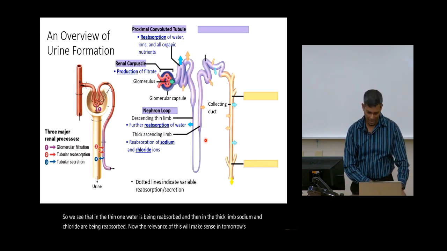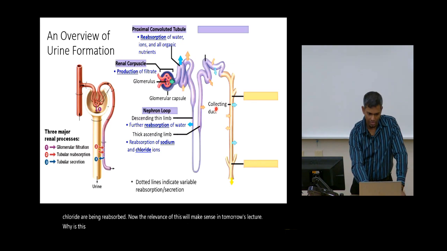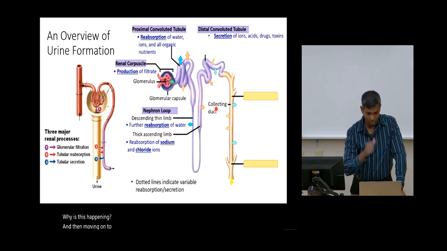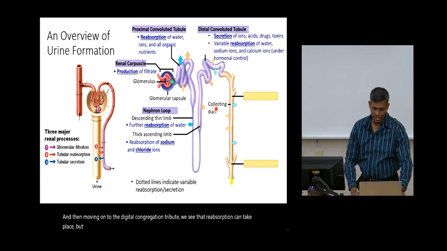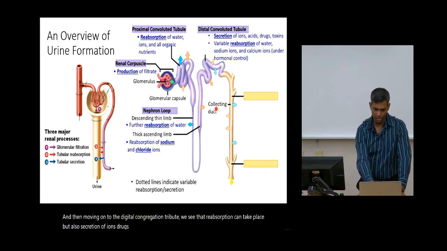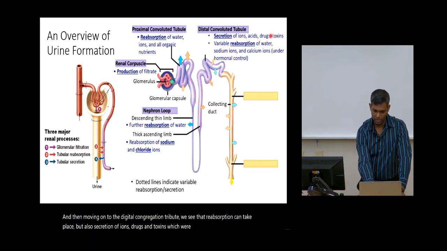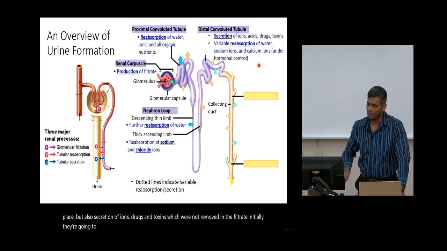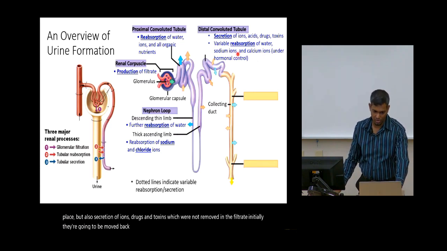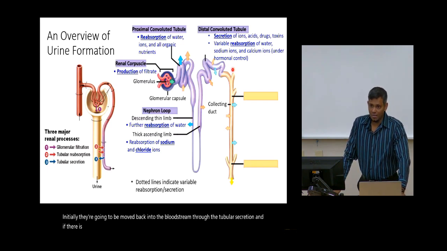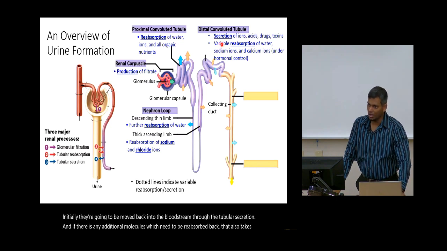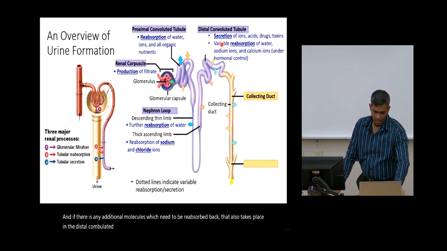Why is this happening? And then moving on to the distal convoluted tubule, we see that reabsorption can take place, but also secretion of ions, drugs and toxins which were not removed in the filtrate initially, they are going to be moved back into the bloodstream through the tubular secretion. And if there are any additional molecules which need to be reabsorbed back, that also takes place in the distal convoluted tubule.